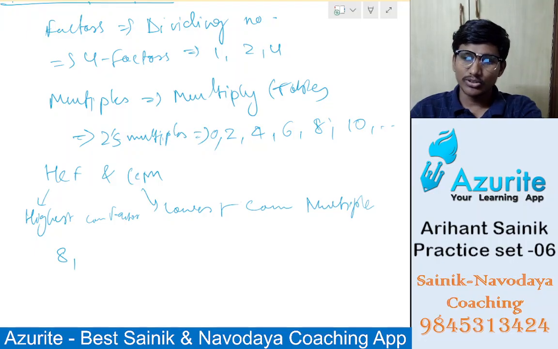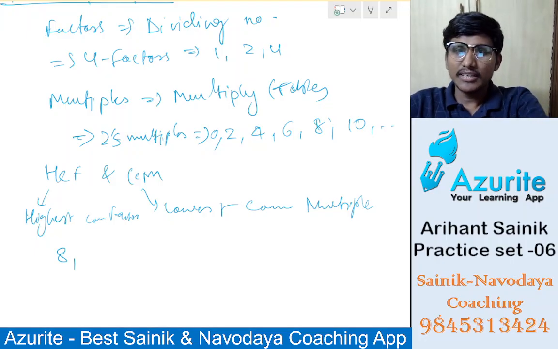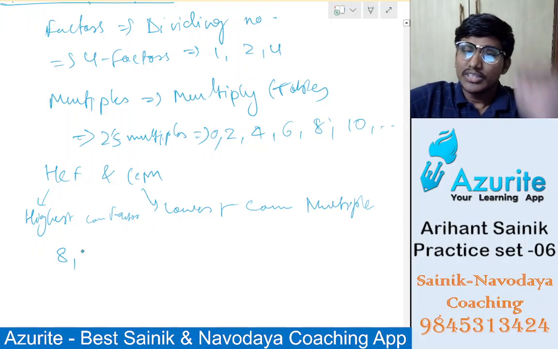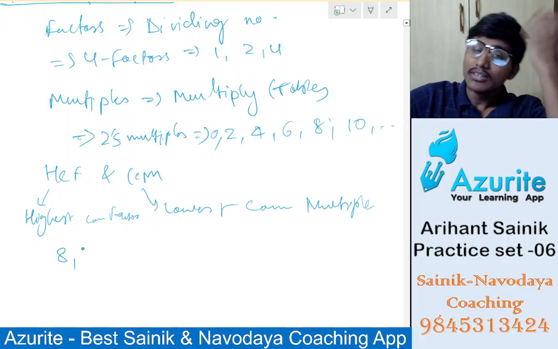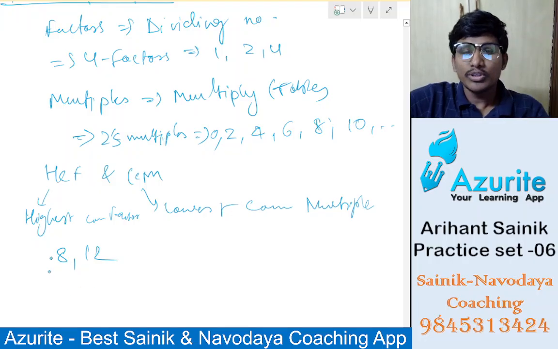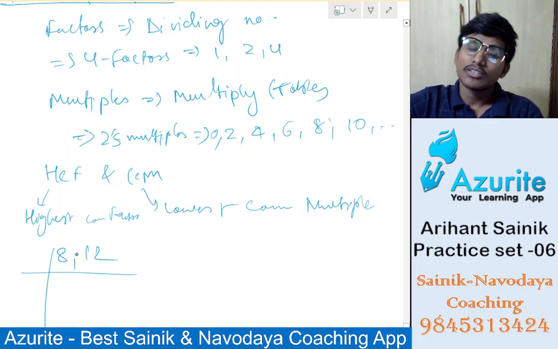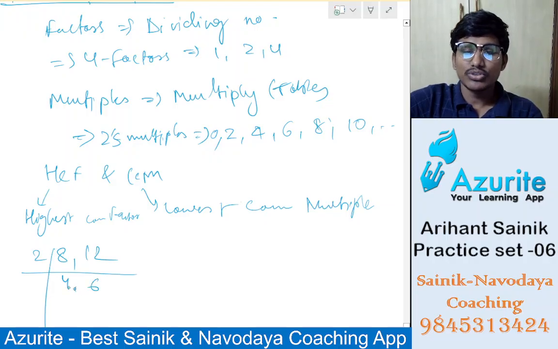So here what we have to do, if you take 8 and 12, both will come in which table? 2 table. 2 fours are 8, 2 sixes are 12. Again it will come in the 2 table. 2 twos are 4, 2 threes are 6. Now they will not come in the same table.